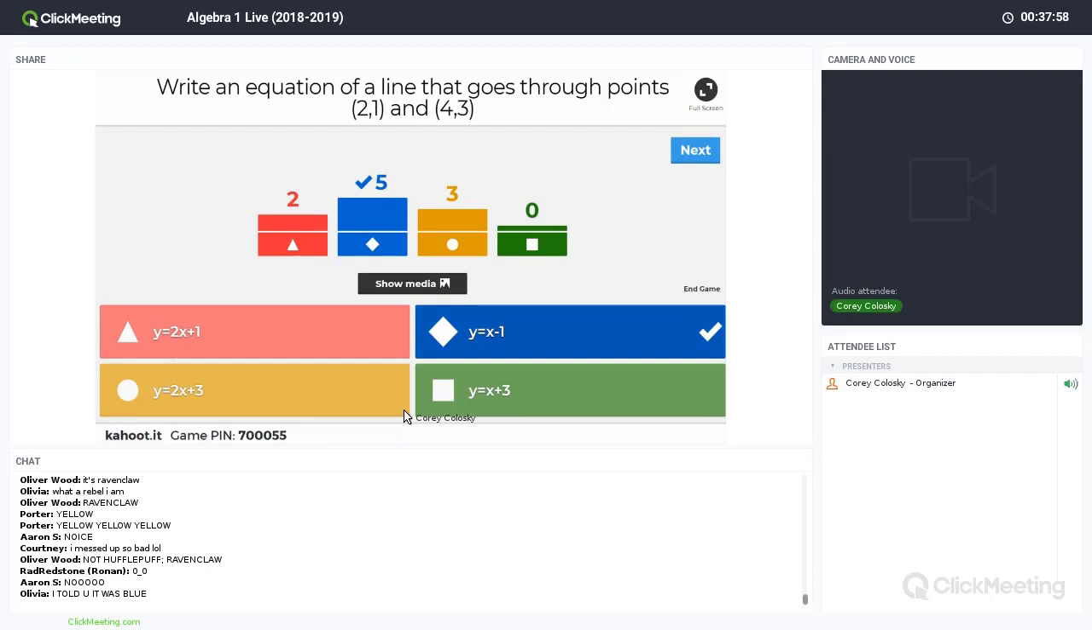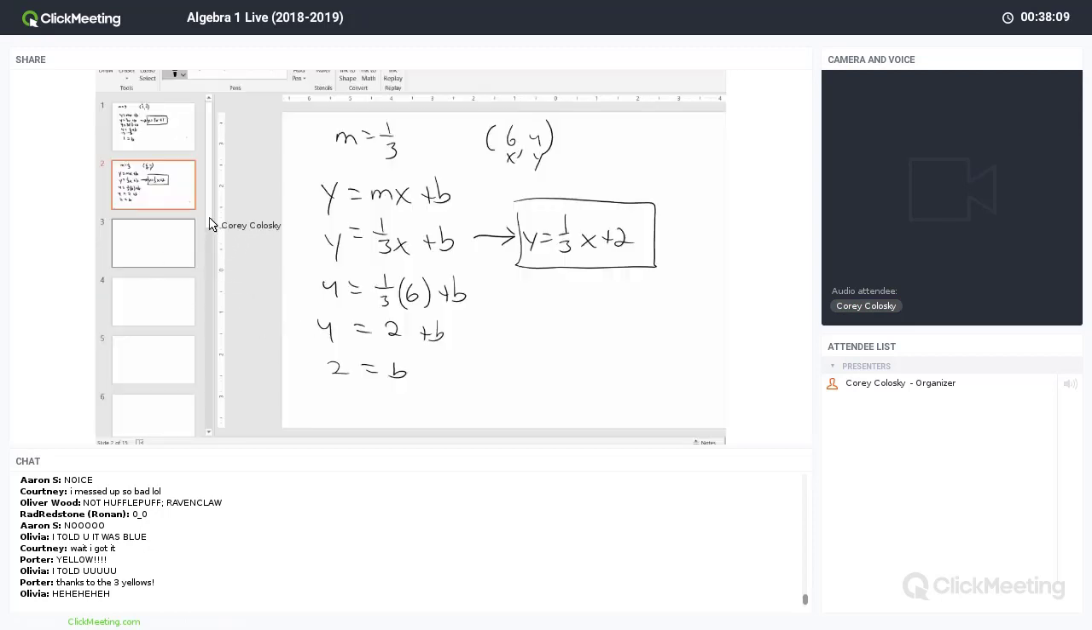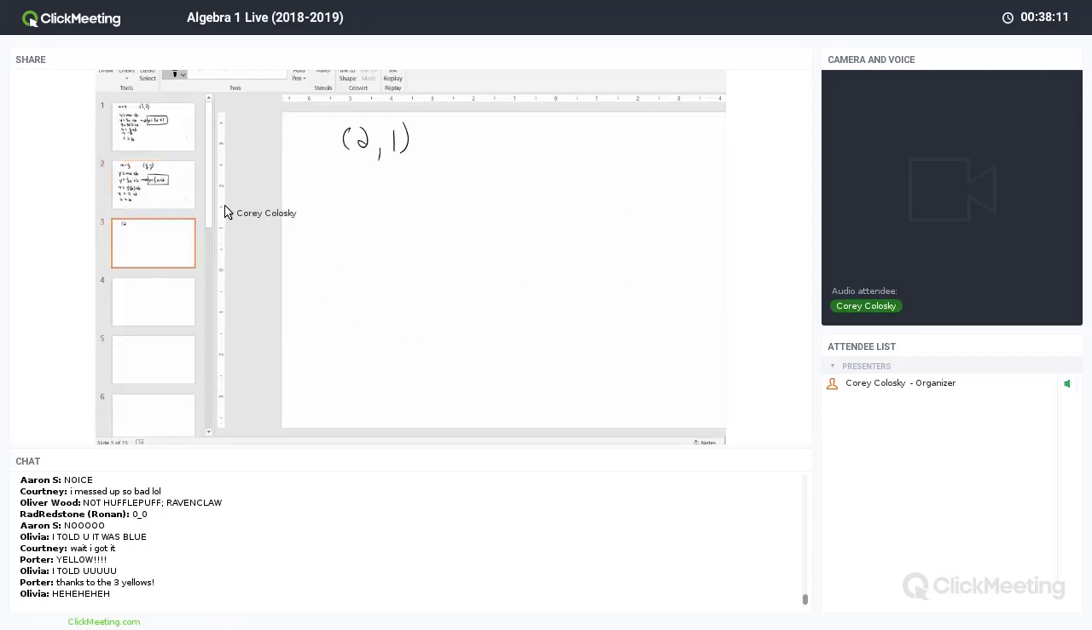All right, it should be blue, not yellow. So whoever was following blindly, someone said pick yellow. That was not the correct choice. So it's got to be blue. Let me explain this one quick. We have 2, 1, and 4, 3.